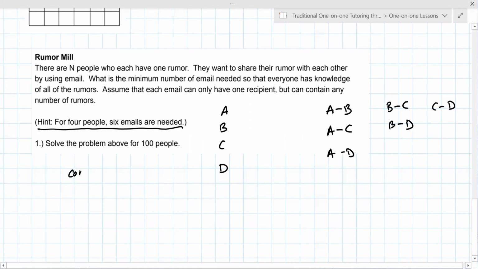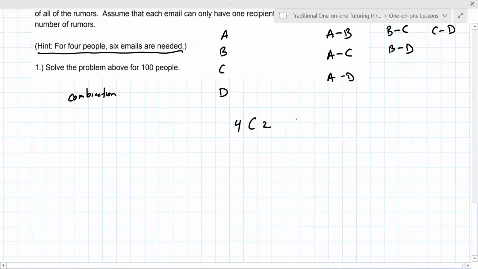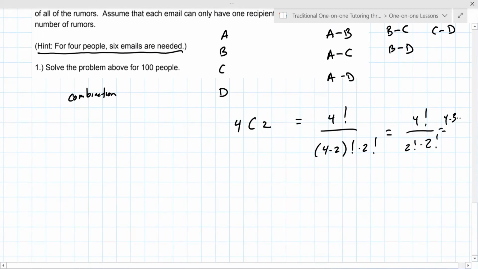This is a combination problem. And in this case, it's 4 choose 2. Yeah, I think it's 4 choose 2. So that ends up being 4 factorial over 4 minus 2 factorial times 2 factorial. So that's 4 factorial over 2 factorial times 2 factorial. 4 times 3 times 2 times 1 over 2 times 1 times 2 times 1. And that gives you the 6. Got it.